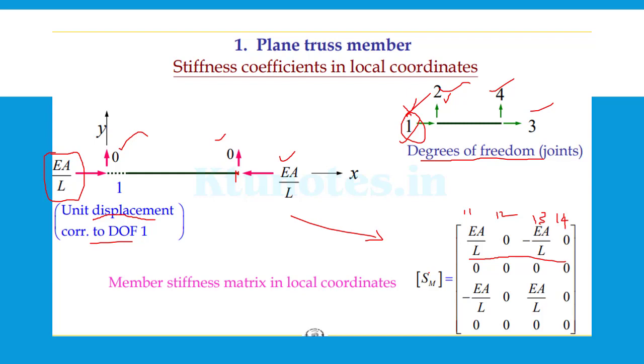And if you again apply the displacement for coordinate 3, that is applying from right to left, in this direction, we have the corresponding stiffness coefficients minus EA by L, 0, EA by L, 0. So this will be the member stiffness matrix in its own coordinate, called the local coordinate, SM.